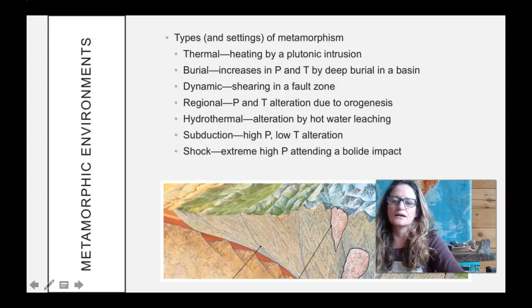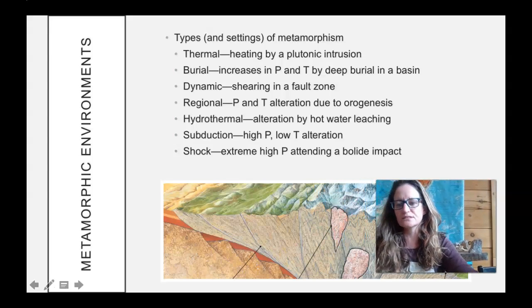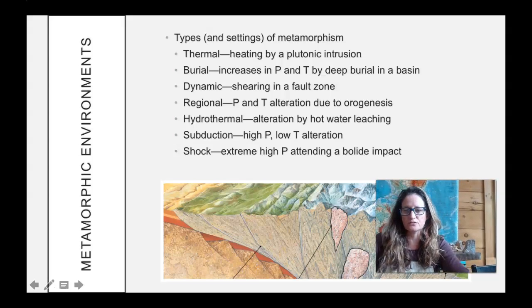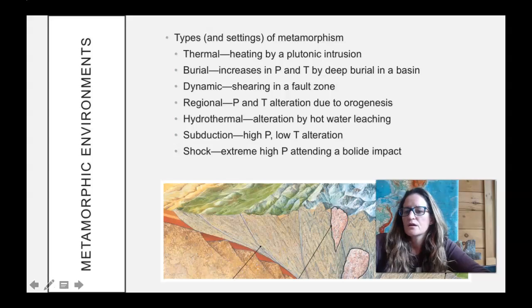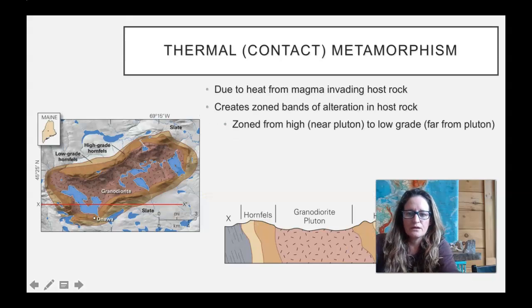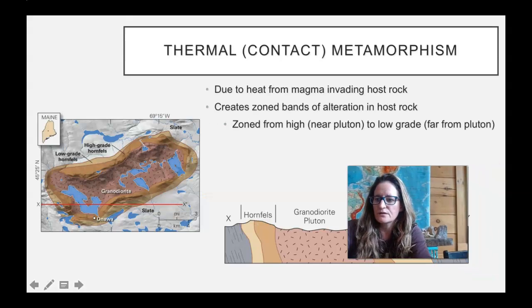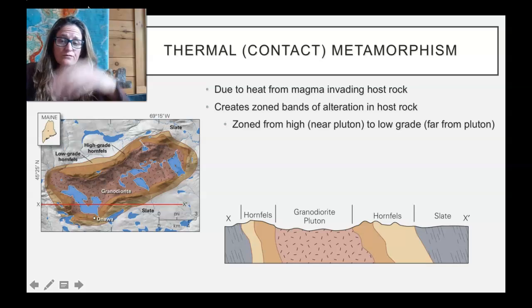There are different kinds of metamorphism, different settings where metamorphism occurs. We'll go through each of these separately, but to begin with, there's thermal, burial, dynamic, regional, hydrothermal, subduction, and shock. Thermal metamorphism is also called contact metamorphism, and contact metamorphism is just metamorphism with excessive heat.